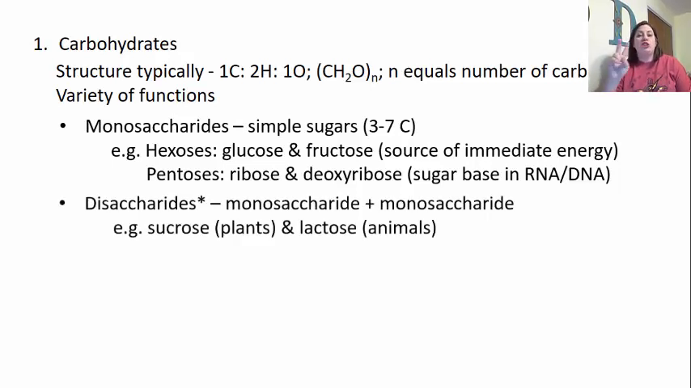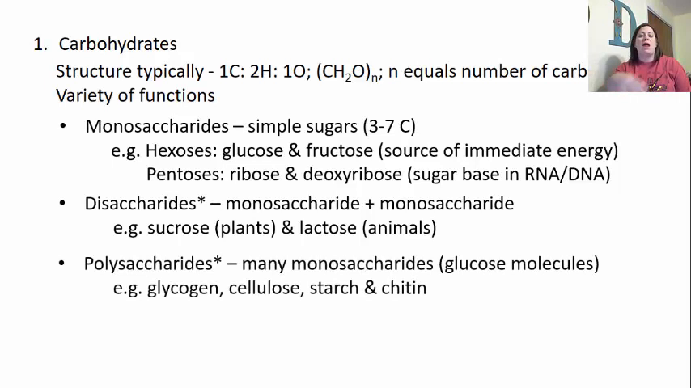Disaccharides mean that there are 2 monosaccharides put together. So it's a monosaccharide plus a monosaccharide. One example here is sucrose. This is the type of sugar that's found in plants. And lactose is the one we find a lot of times in animals, and this is going to be found in milk products. Polysaccharides, on the other hand, are going to be multiple monosaccharides.